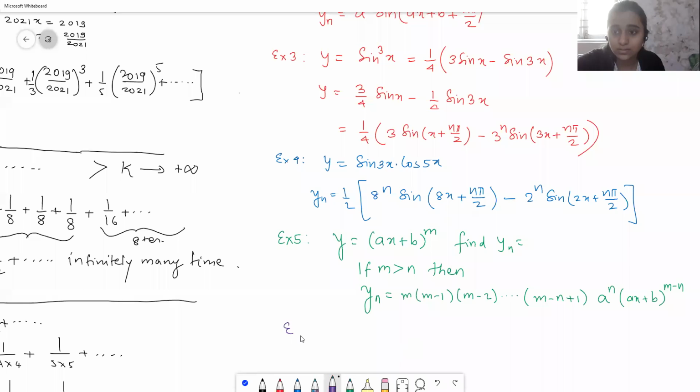Sir, is m given to be an integer? Yes, yes.